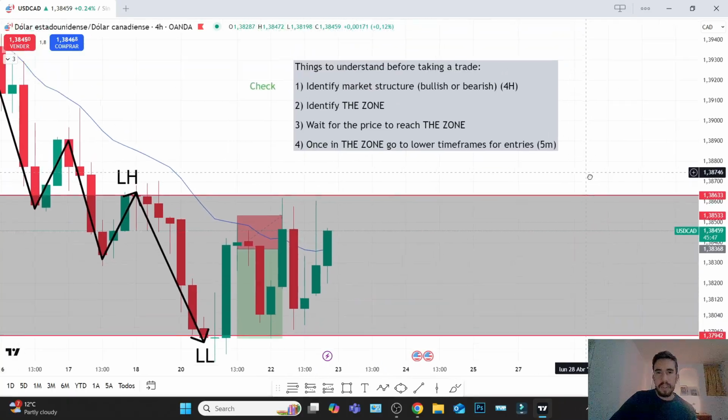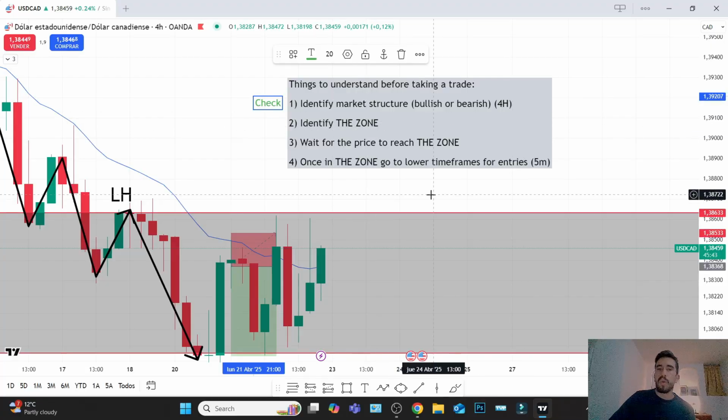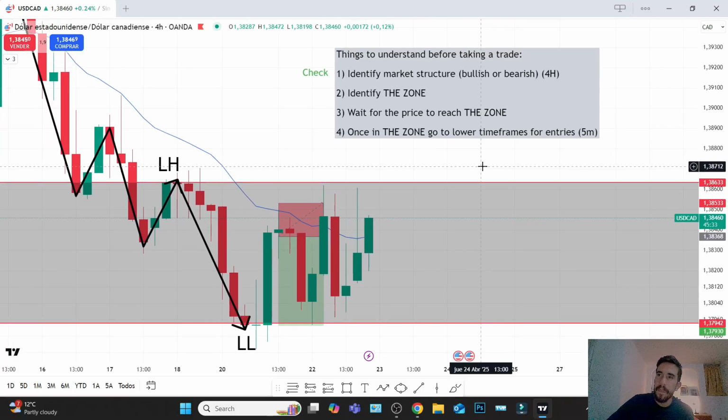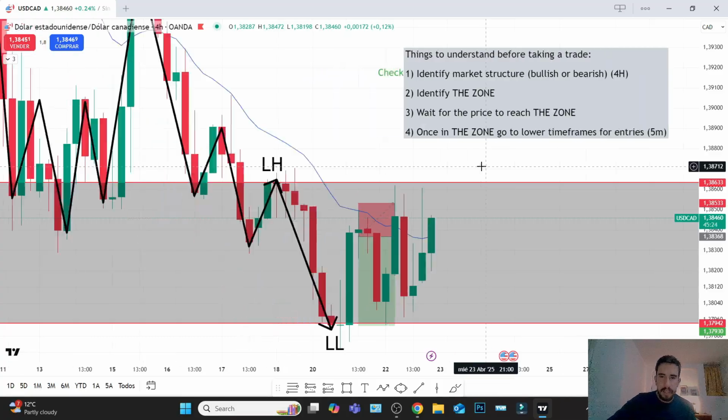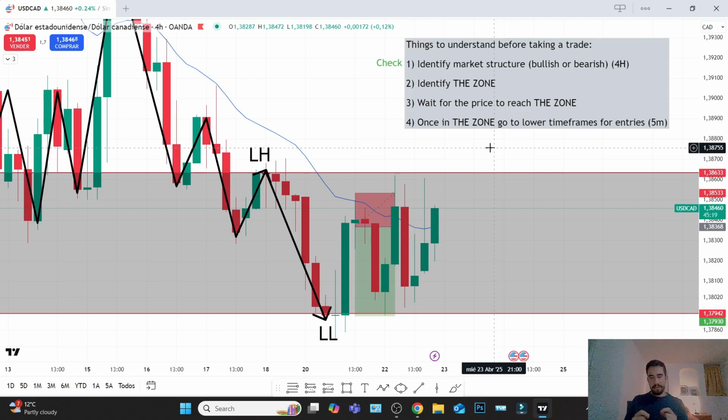And now in the second step, we're going to check for the zone. What's the zone? I need you to understand this concept really well. The zone is the same as support and resistance. More people normally call it support and resistance. I like to call it the zone because it's the area where the price is more compacted and has a lot of bounces.